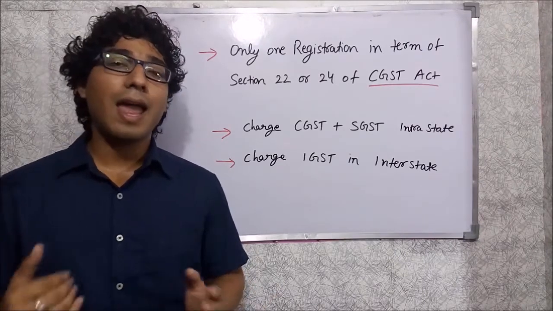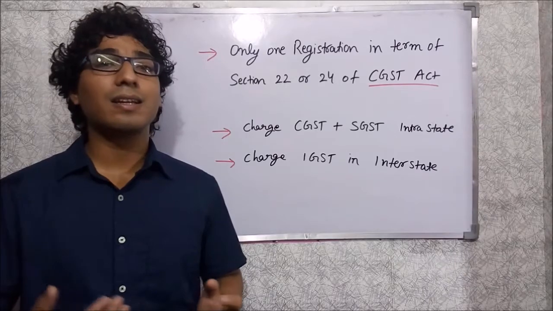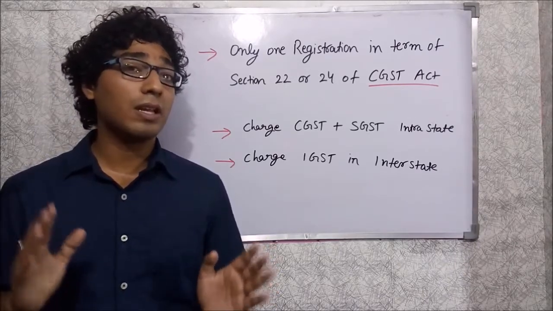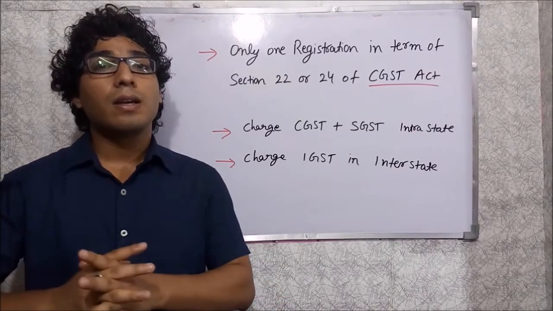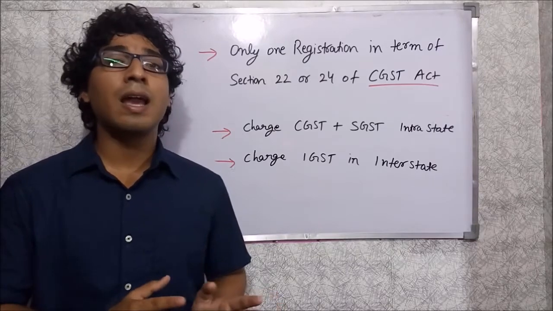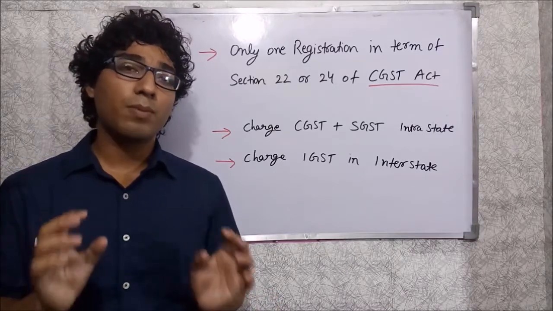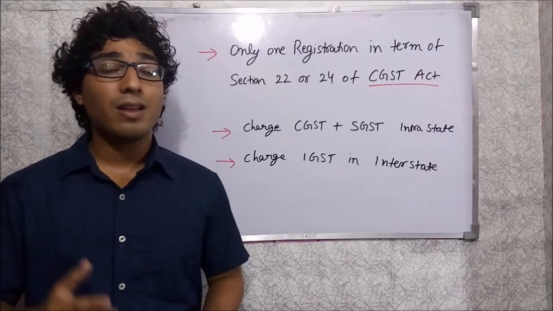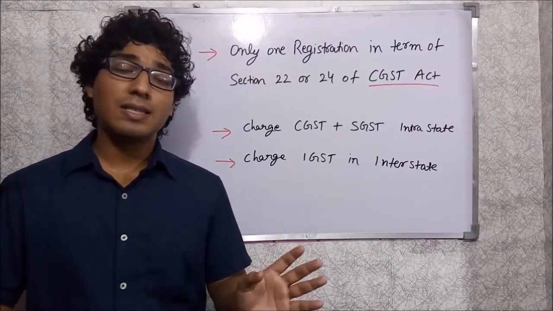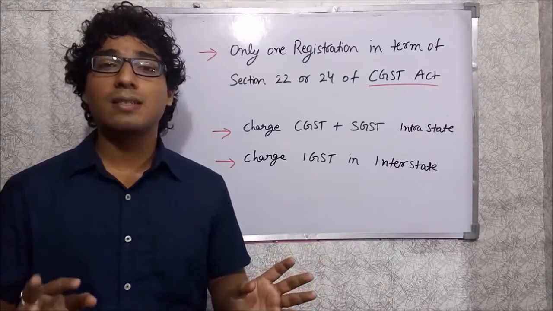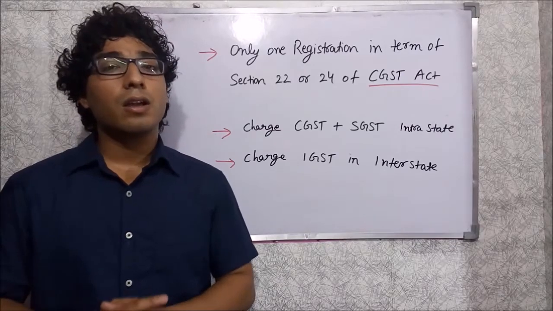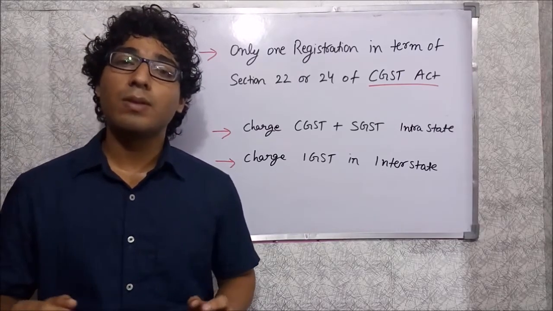The 3 different acts are for charging the tax rate. It's not that you have to make applications under 3 different steps or 3 different acts. If you are dealing in intra-state supplies, then you have to charge CGST and SGST in the same proportion, in the same ratio. Like if you are in the 12% tax rate, then you have to charge 6% CGST and 6% SGST. But if you are dealing in interstate transactions, then you have to charge IGST, which will be 12%.